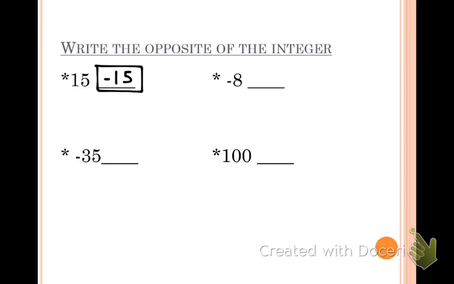Let's look at the next one. Landon, what's the opposite of -8? Positive 8, okay? Now, you could put a positive there if you want, but if we don't have anything there, we know automatically it is positive, okay? Guys, what's the opposite of -35? Positive 35. And the last one, what is the opposite of 100? Negative 100.